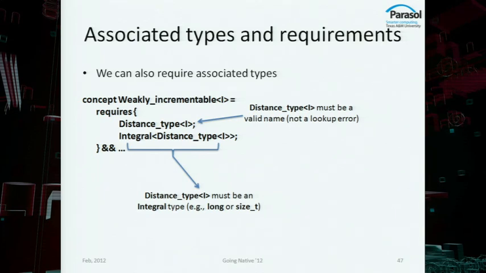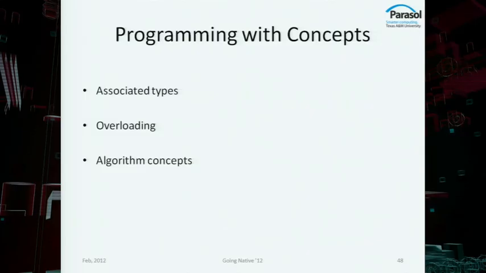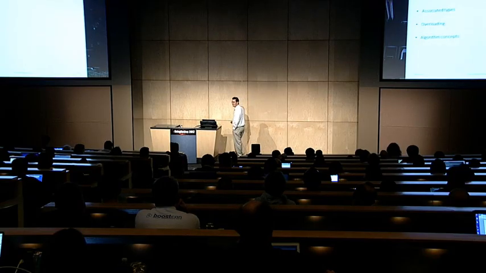We can also use concepts to further constrain these things. So we require that the distance type is integral. So it must be a built-in signed or unsigned integer type, like long or size_t here. And let's see, anything else? Oh, OK, so no, that's it. That's concepts. That's how you define concepts. That's it. There is nothing more to it.